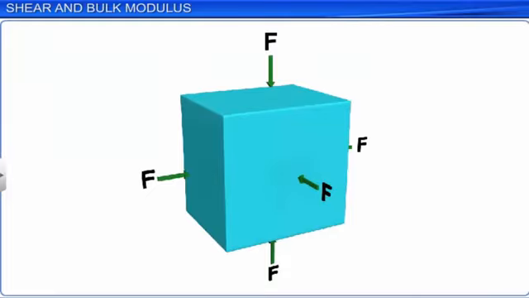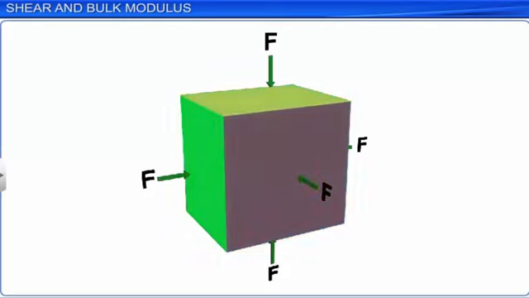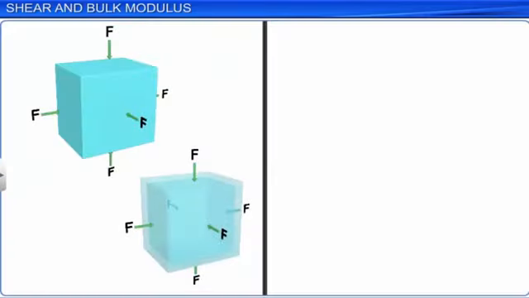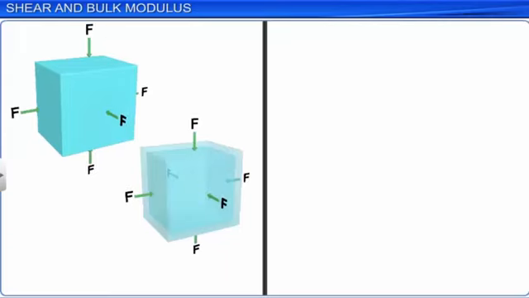If the volume of a body V changes by delta V, then the bulk strain or volume strain is equal to the ratio of delta V to V. The ratio of bulk stress to bulk strain is called bulk modulus and is denoted by the symbol B. Bulk modulus is equal to the ratio of delta P to delta V by V.